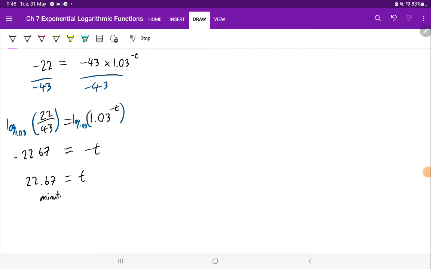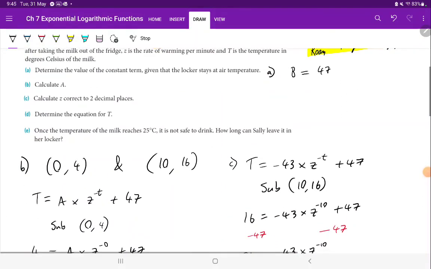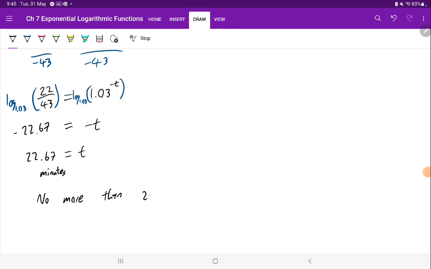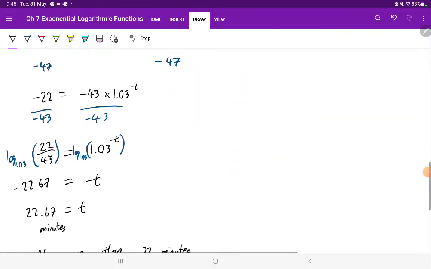Now, you could leave it for 22.67 minutes, but that probably doesn't make as much sense as rounding it to something a bit more sensible. So let's say no more than 22 minutes as our final answer. Alrighty. So, finally, we've done a little bit on temperature and exponential functions. I'll see you in the next one. Goodbye.